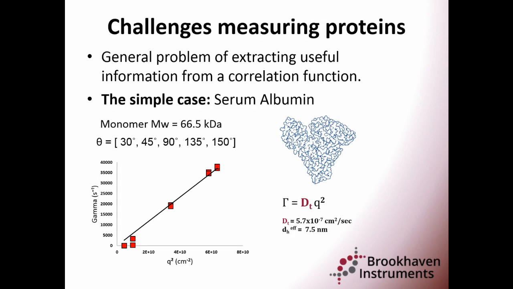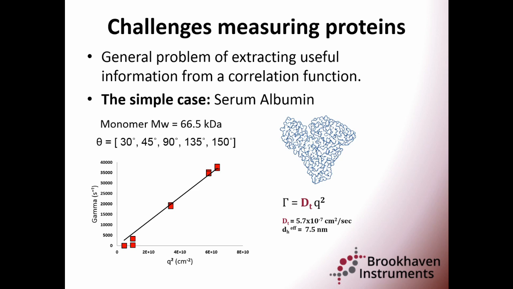So where does this angle dependence come in? Note the axes. If we look at the y-axis, we see decay rate, or gamma, units of inverse seconds. If we look at the x-axis, we see our q vector squared, so units of centimeters squared, reciprocal. Here I'm showing data collected at effective scattering angles of 30 degrees, 45 degrees, 90 degrees, 135, and 150. If we make a measurement at a single angle, of course we can measure a size. You can see there's this relationship between this gamma or decay rate that you're measuring and your q vector, which gives you a diffusion coefficient that directly gives you a size.